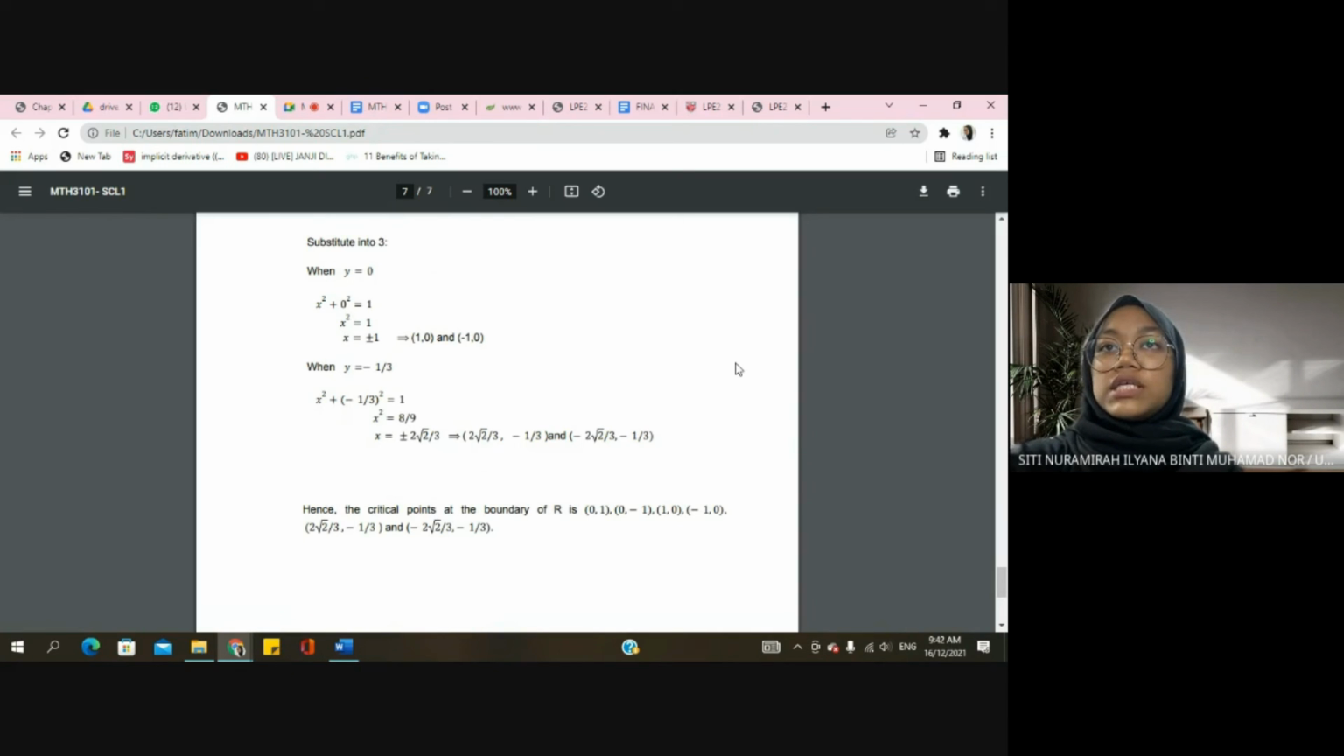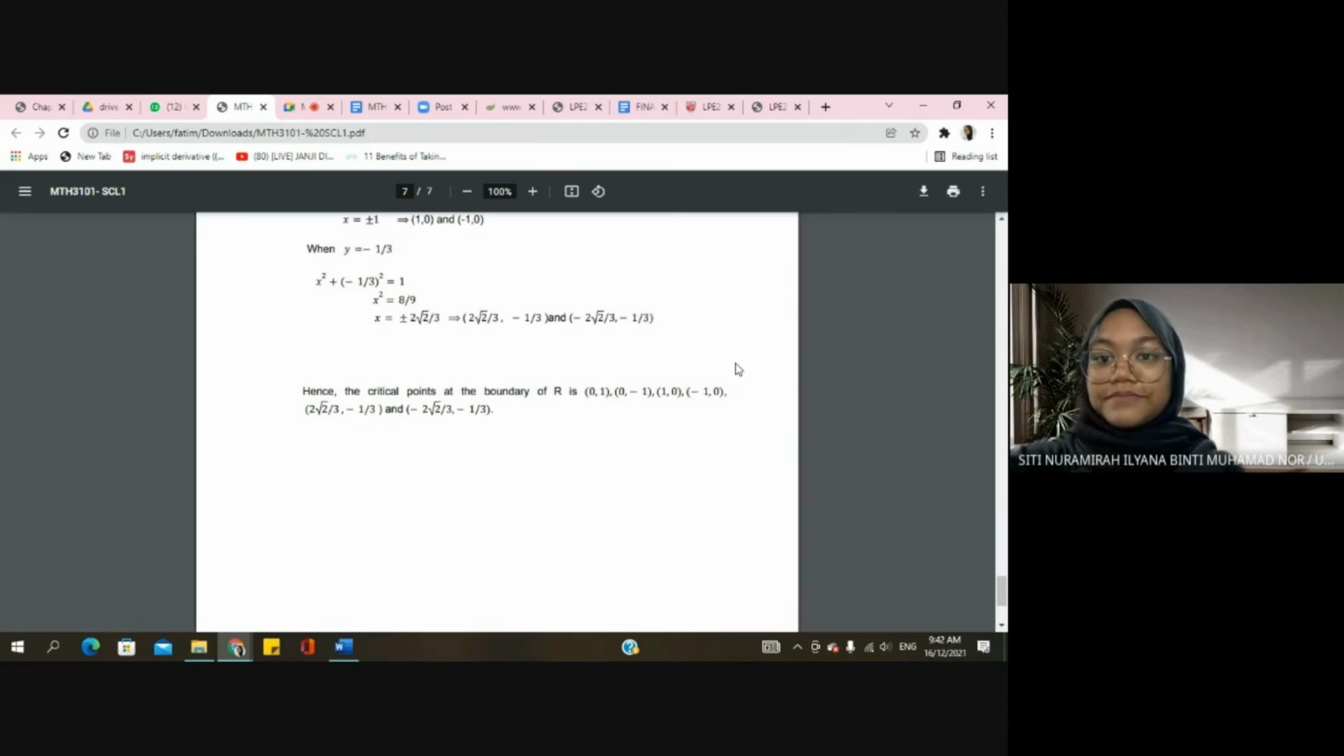And when y is equal to -1/3, we get x = ±2√2/3, which makes another two critical points, which are (2√2/3, -1/3) and (-2√2/3, -1/3). So hence, the critical points at the boundary of R are 6 critical points, which are (0, 1), (0, -1), (1, 0), (-1, 0), (2√2/3, -1/3), and (-2√2/3, -1/3). So that's our answer. Thank you.